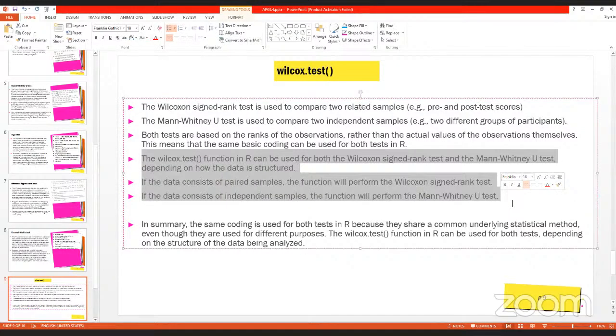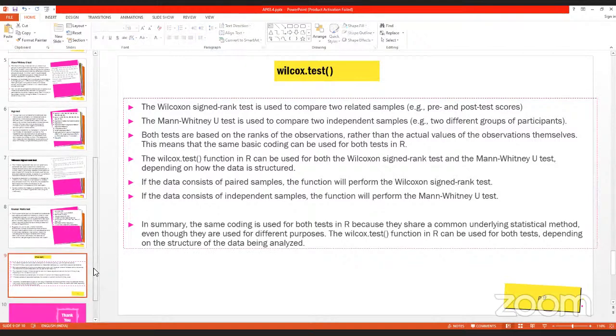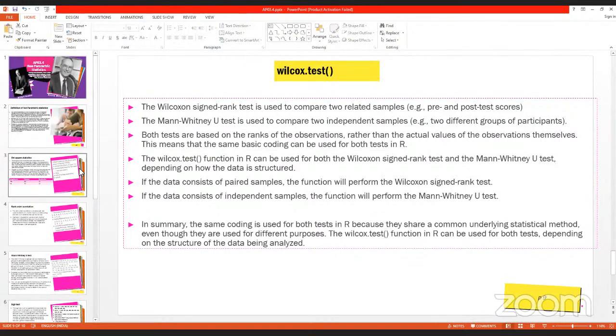So in summary, the same coding is used for both tests in R because they share a common underlying statistical method, because both are part of non-parametric statistics, even though they are used for different purposes. You have to keep those purposes in your mind. That's all for today, and sir, I'm done. Do you want to add something, sir, for students, anything important which I missed by chance?